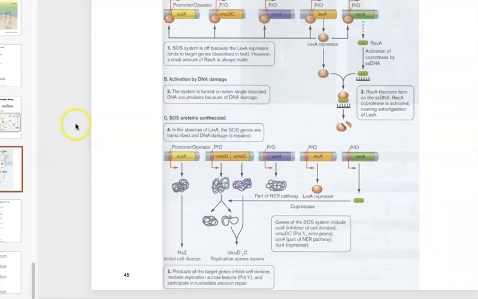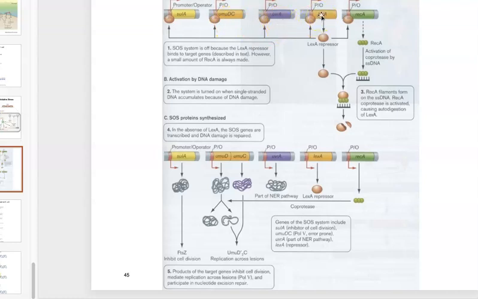Another thing that happens in the stress response is the SOS response. In this SOS system, the system is off because the LexA repressor binds to target genes. However, a small amount of RecA is always made. Here's our RecA, and these are some of the genes: SulA, UmuDC, UvrA. LexA is a repressor.